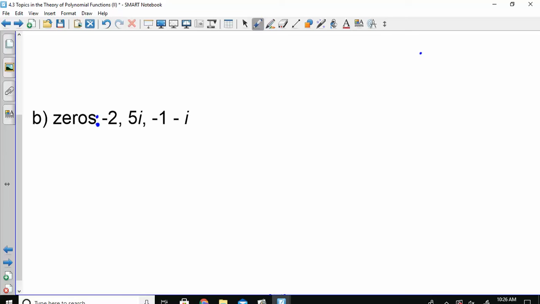So this one, I'm going to tell you that negative 2, positive 5i, negative 1 minus i are all zeros. So I've given you 3 of them so far. But anytime you have an imaginary, you also have its conjugate. So if 5i is a zero, what else has to be? Negative 5i. If negative 1 minus i is a zero, what else has to be? So how many total parentheses am I going to have? 5.